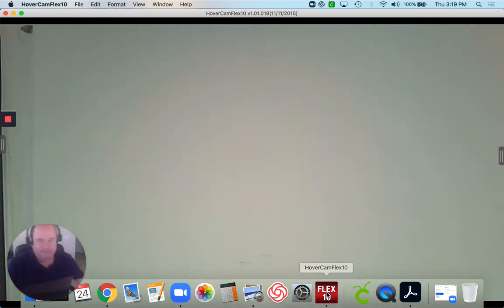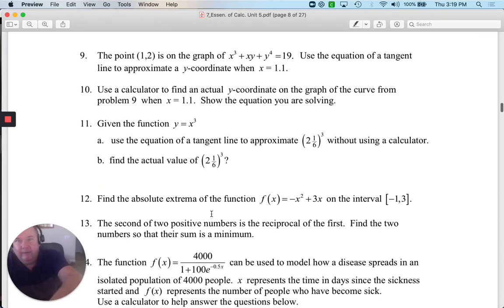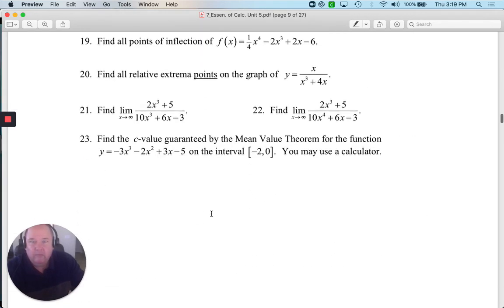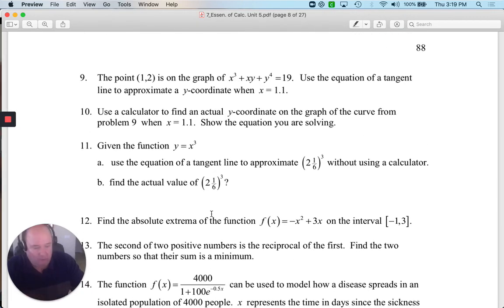All right. Number 9. These are review questions. I'm just going to keep going through for this, see how far I get. All right. The point (1, 2) is on the graph x cubed plus xy plus y to the 4th equals 19. Well, this is not review yet. Use the equation of a tangent line to approximate 1.1.